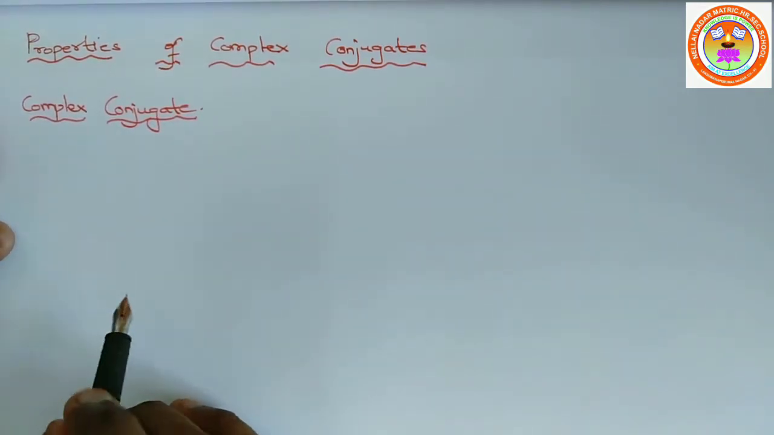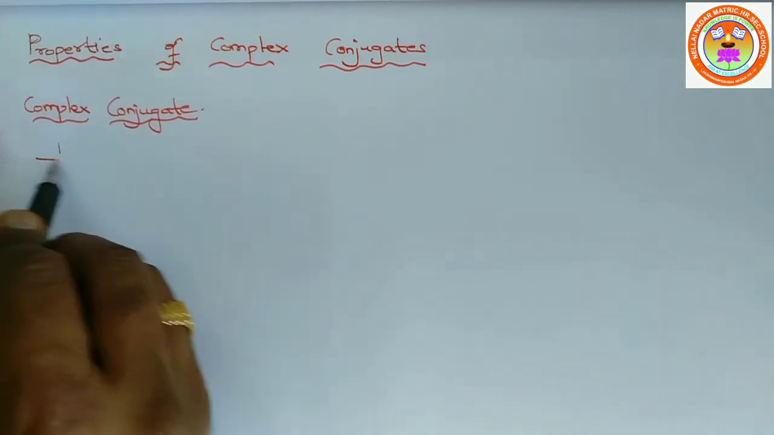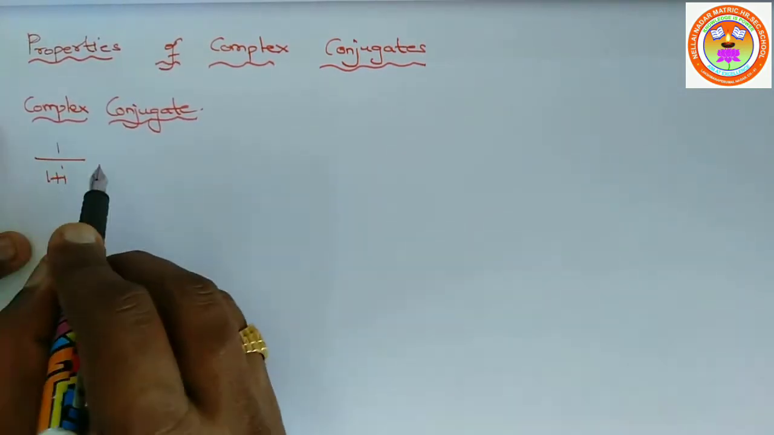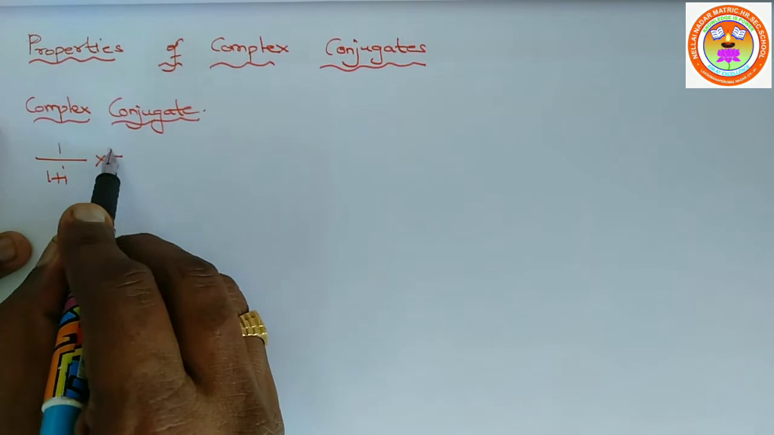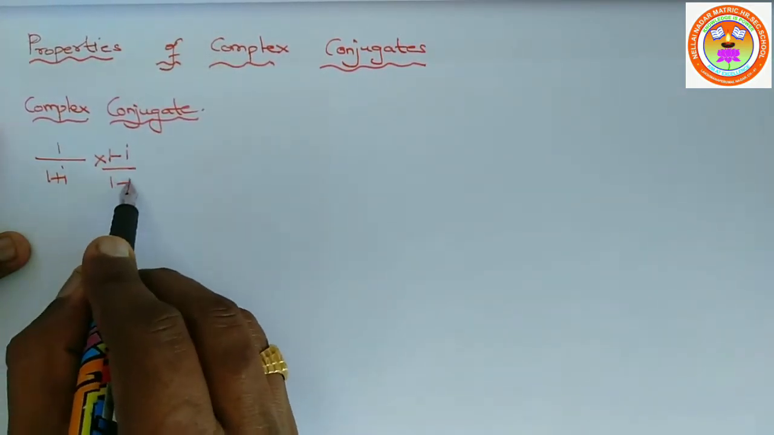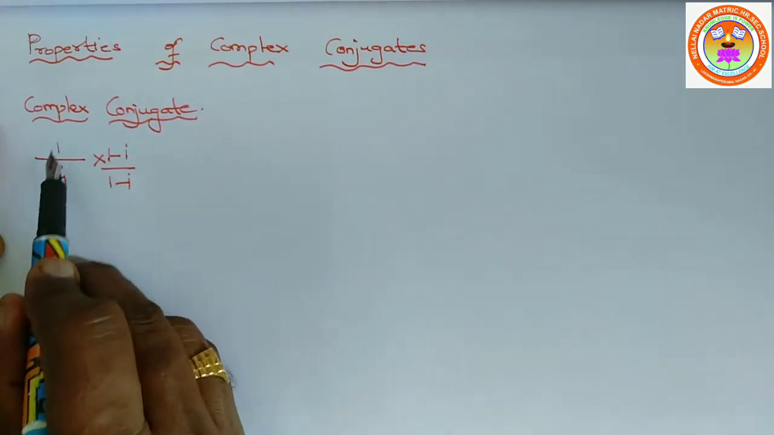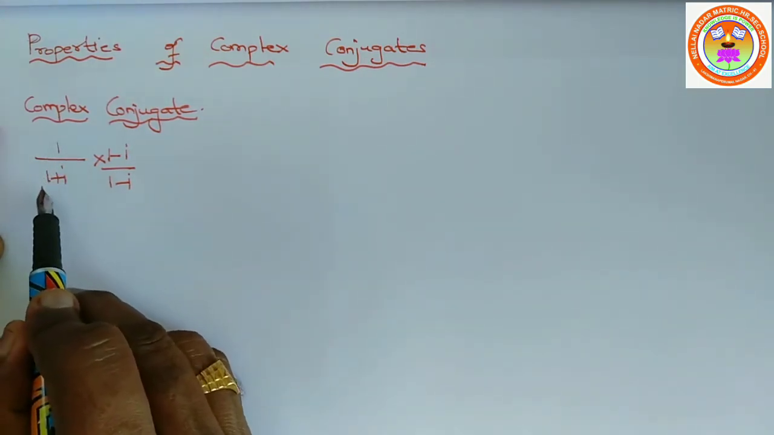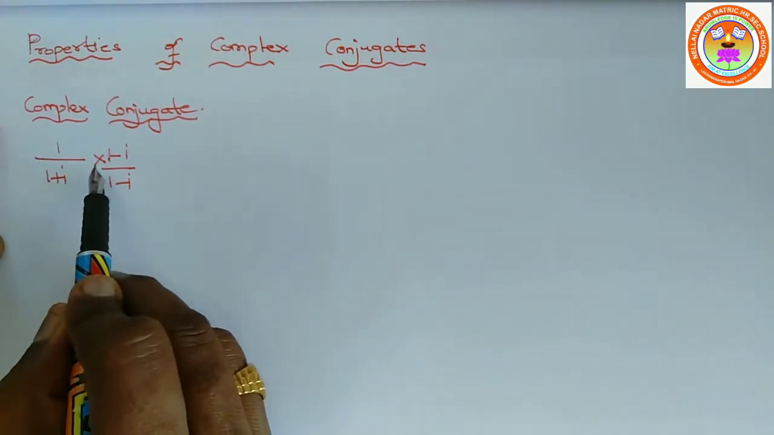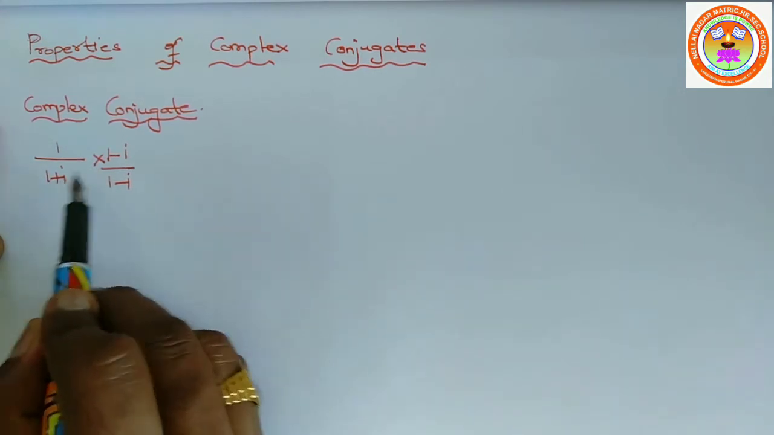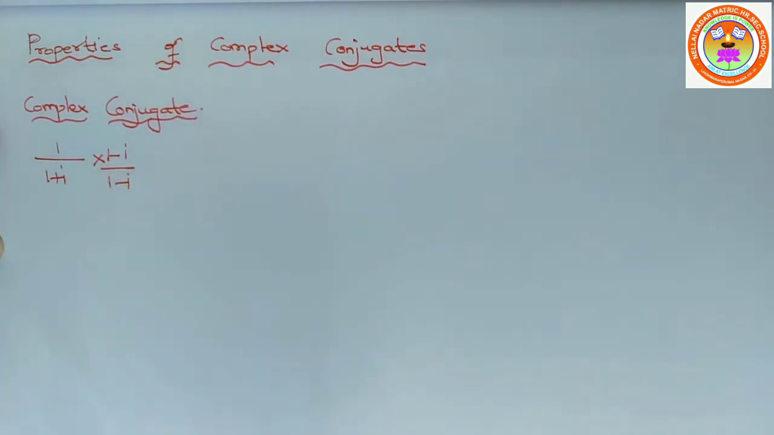The conjugate we have studied. For example, 1 divided by 1 plus i: we take the conjugate, nothing but 1 minus i divided by 1 minus i. This we can also call a conjugate. The complex number should not be present in the denominator, so we multiply by the complex conjugate. This plus i becomes minus i. Another notation for conjugate is a bar.